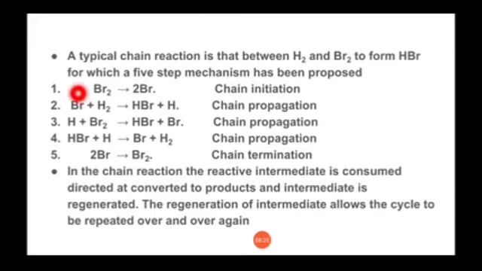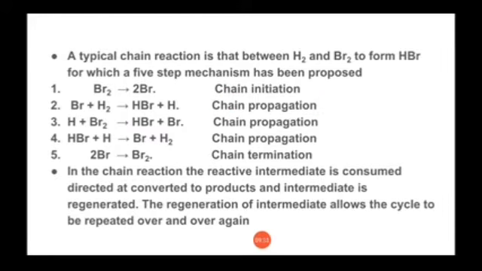The first step is the Br2 molecule converting into 2 Br atoms. Its rate constant is K1, and of course it is a chain initiation process, meaning Br2 converts into a highly reactive species like Br to initiate the process. Now in the second step, the Br reacts with an H2 molecule to give you HBr plus H. Here the rate constant is K2 and it's a chain propagation step.